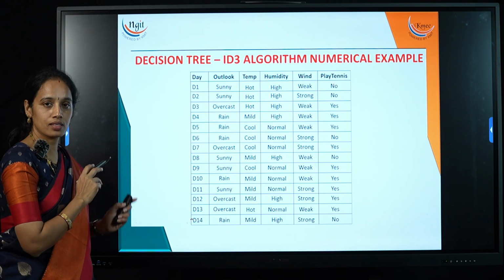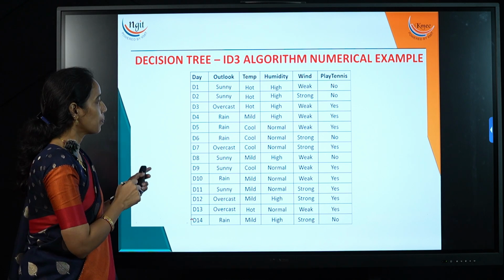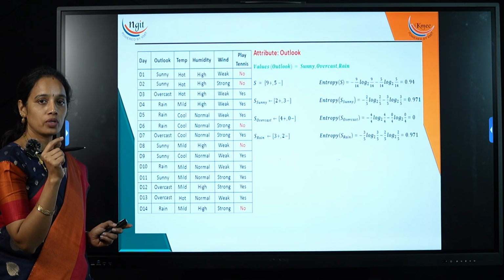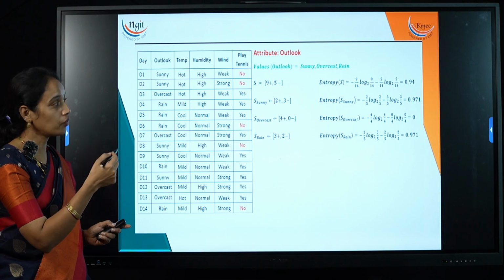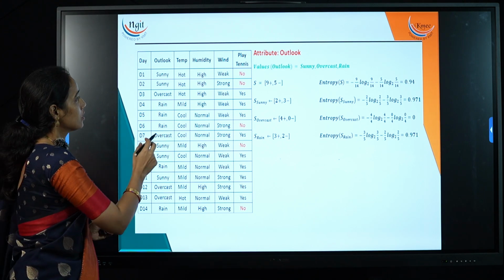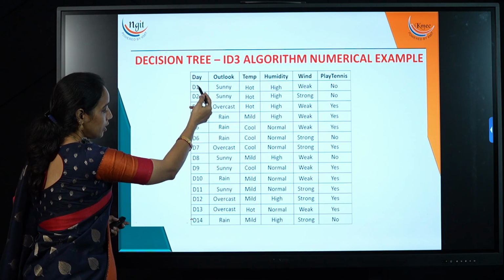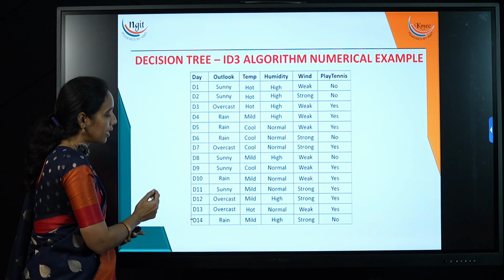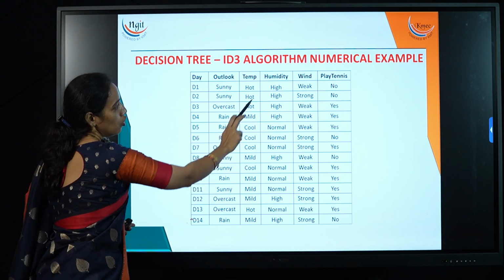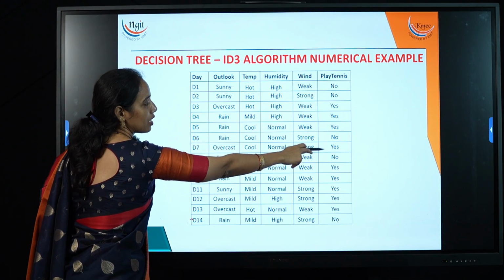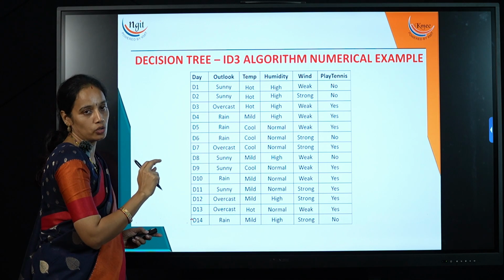So see this, the same example. For one attribute I will try to explain how we are going to find out the entropy. See here, first attribute is output. In this particular sample data set we have 14 rows, 4 features and 1 class label with 2 outputs, that is yes and no.